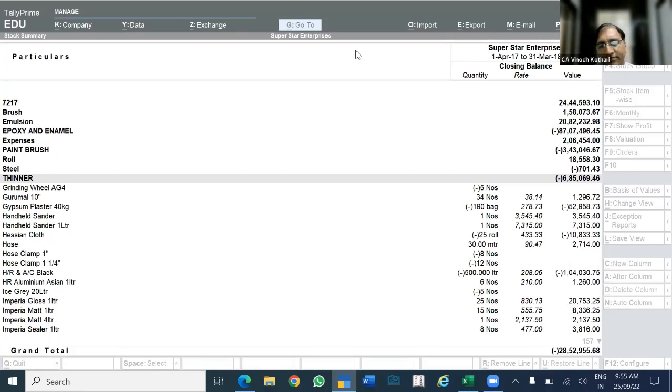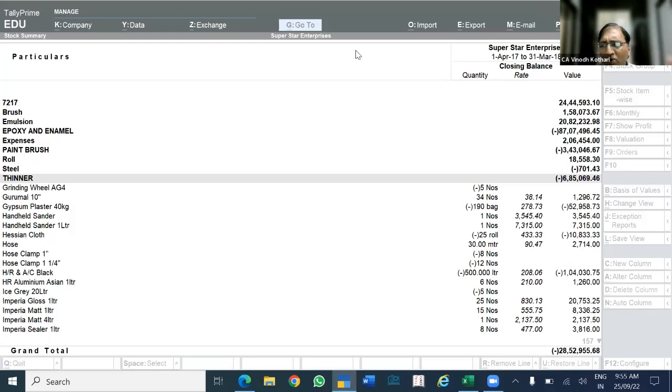Step 7. Preparing the P&L account. Step 8. Very good. Step 8. Finding out the profit and transferring it to the capital account. Very good. Step 9. Preparing the balance sheet. Very good. So these are the steps.